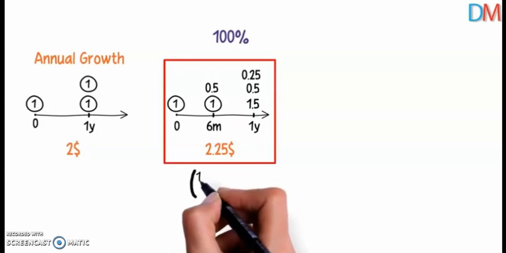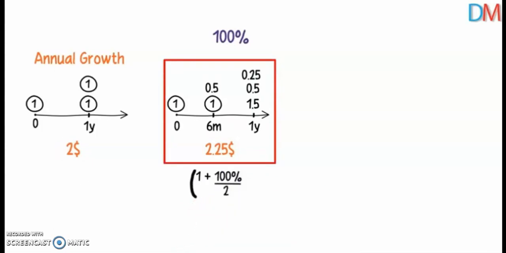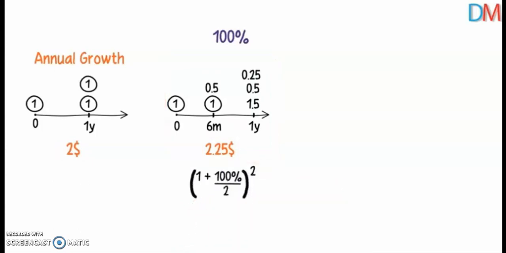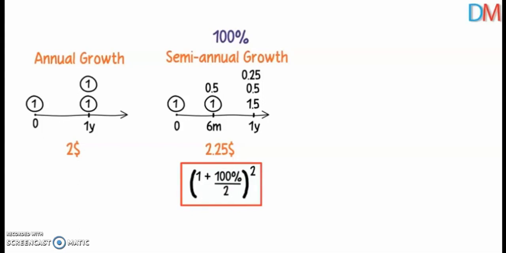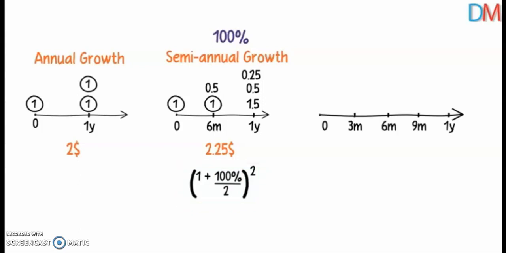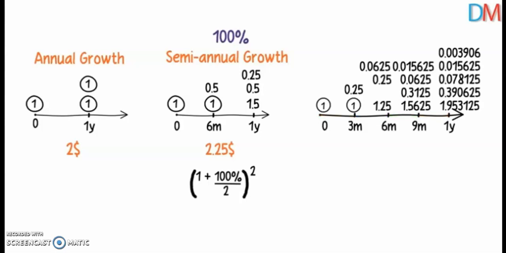If you want to understand this using a formula, it would be 1 plus 100% over 2, the whole squared. We had half the growth rate over 2 time periods. This is also referred to as semi-annual growth. Let's push ourselves further. What if we had 4 equal time periods in a year? We have divided 1 year into 4 quarters. This is how it would look.